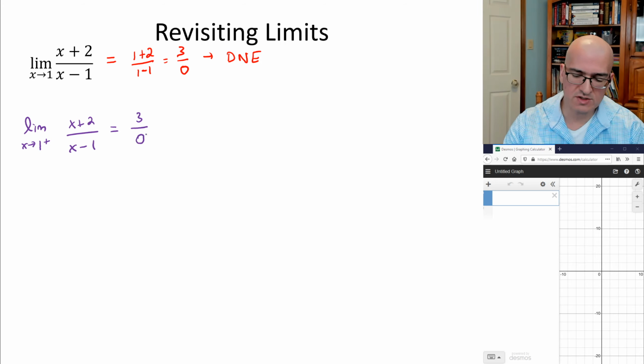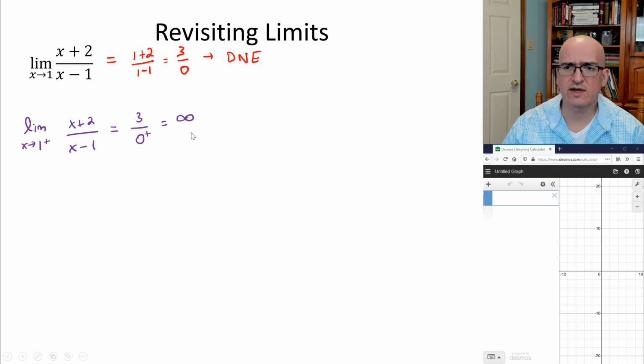Now this notation is not standard. You are not supposed to write, and I'm not supposed to write, and nobody is supposed to write 3 divided by 0 plus. What we're supposed to do is skip writing that step and just say the answer is infinity, which may look confusing.